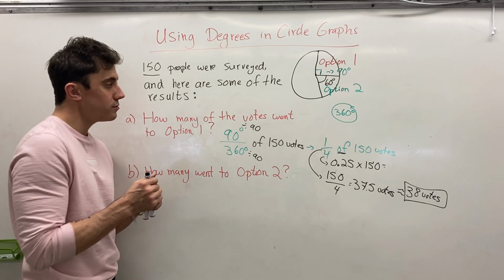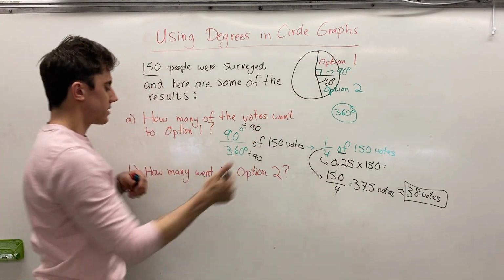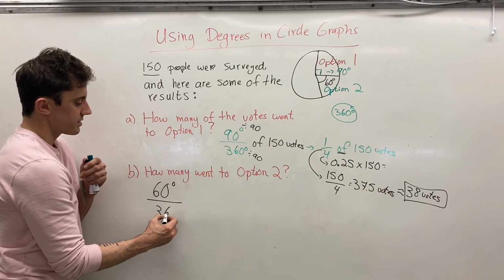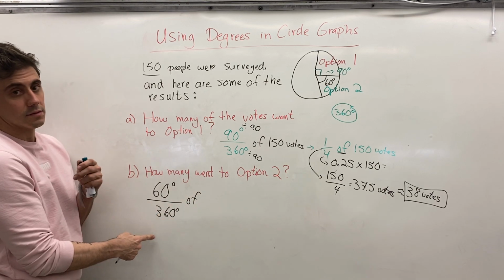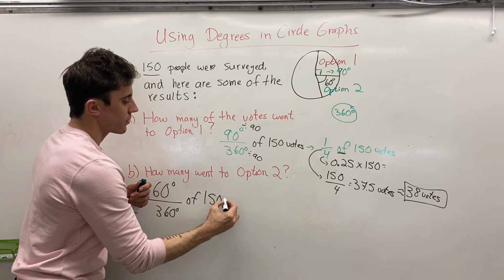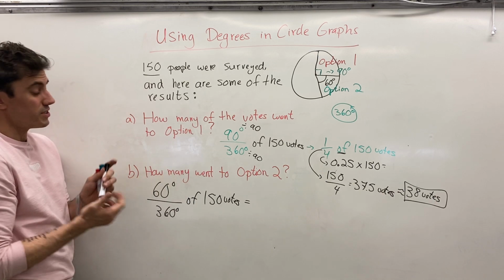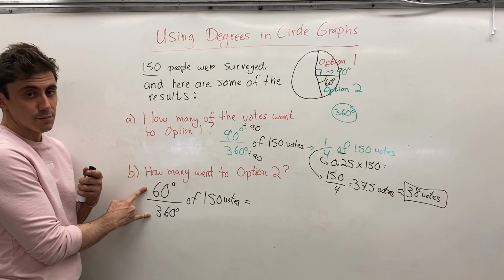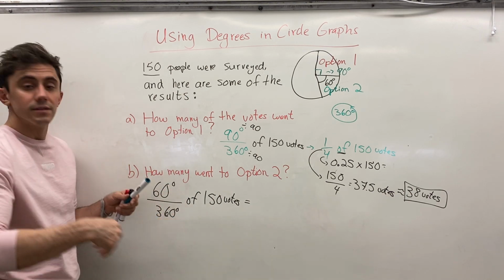And for option 2, we can use a similar kind of strategy, might be a little bit less evident, because we have 60 degrees, and so the second option got 60 out of the 360 degrees that were possible to get, and so this fraction will be exactly the fraction of the votes that we got. So we're looking for this fraction of the 150 votes, okay? And again, you can do this in many different ways. I'm going to ask you guys to think about simplifying down this fraction, and so then you can go through the process of dividing both numbers by different numbers.